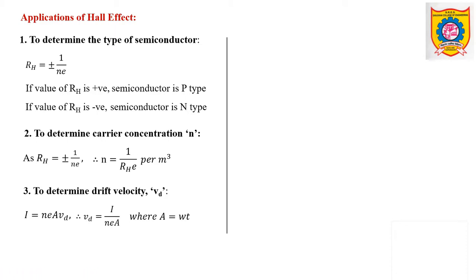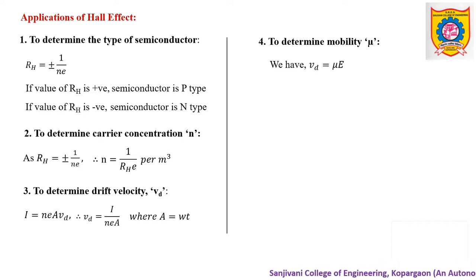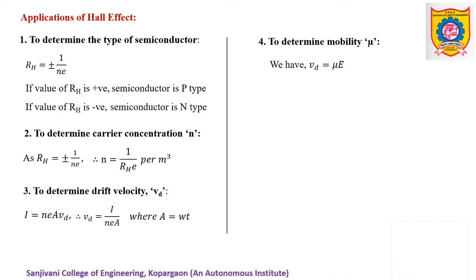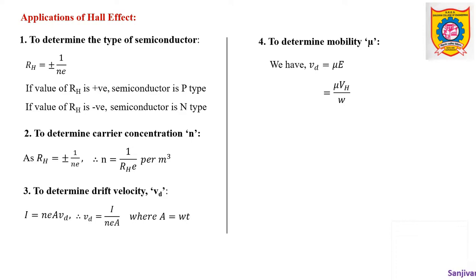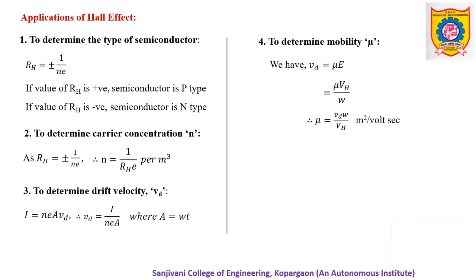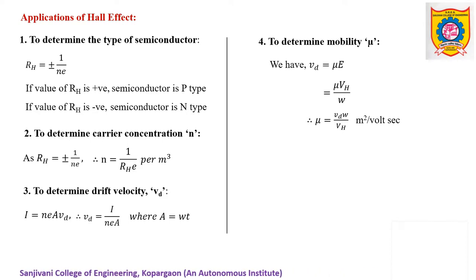Once we know drift velocity, from that we can determine mobility using the formula Vd is equal to mu E. Already we have seen this formula in previous discussions. So we can rearrange it for mu as Vd upon E, but E is VH upon W. So thus for mu the formula becomes Vd W upon VH, and it is expressed in meter square per volt second.